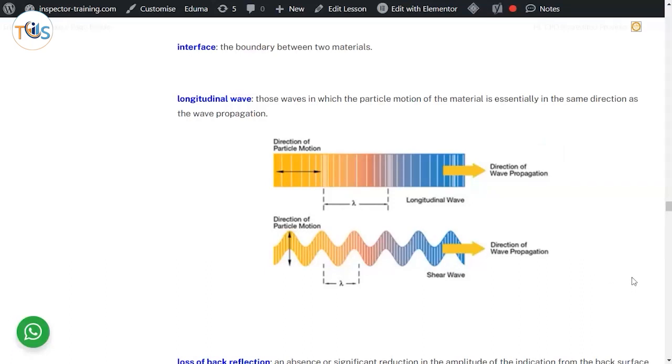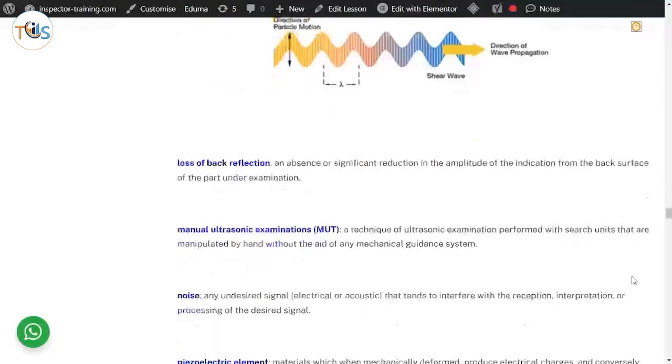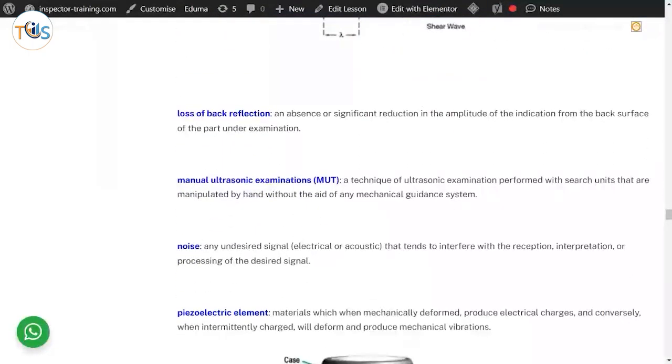That's the main difference of longitudinal waves and shear waves. Loss of back reflection: absence or significant reduction in the amplitude of indication from the back surface of the part under examination. That can be because the back surface was very rough and it scattered, so you didn't get any backwall echo when it hit the other end of the object.